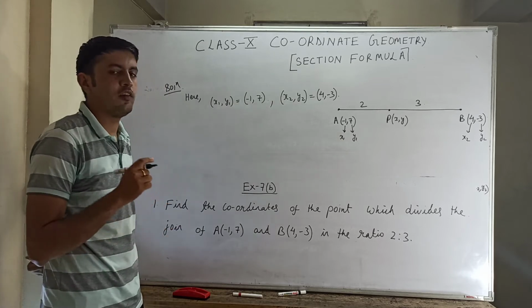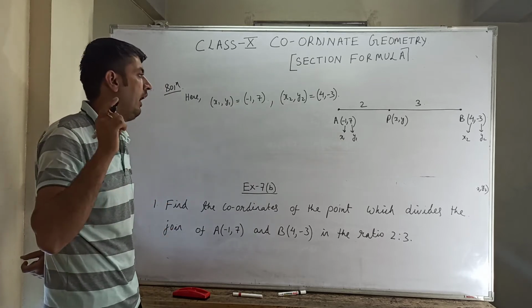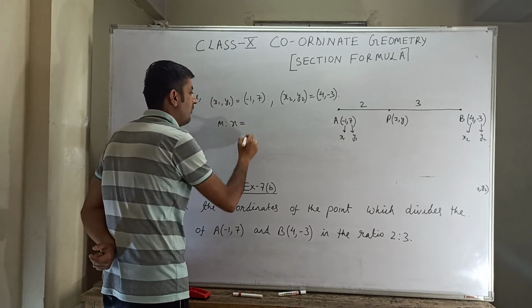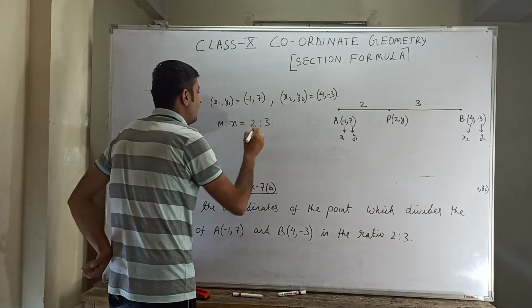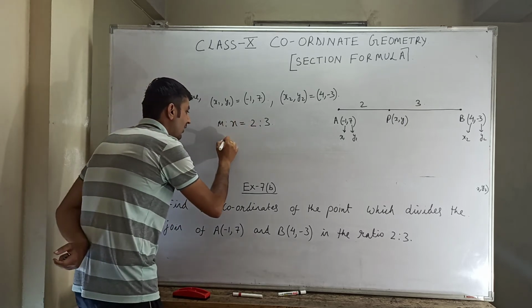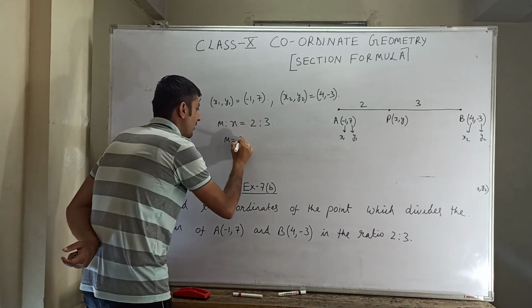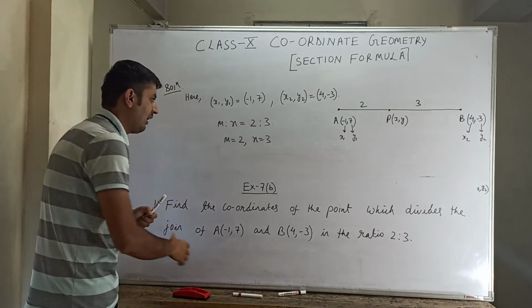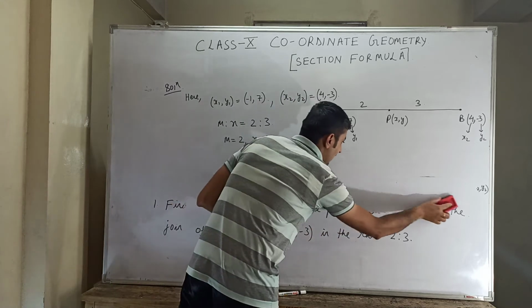Now you have to identify m and n. The ratio m is to n will be 2:3. That means your m is 2 and your n is 3. If you want, you can write it down. m is 2 and your n is 3. Is it alright? Now I'll do a little bit of the writing part, then it can be solved.